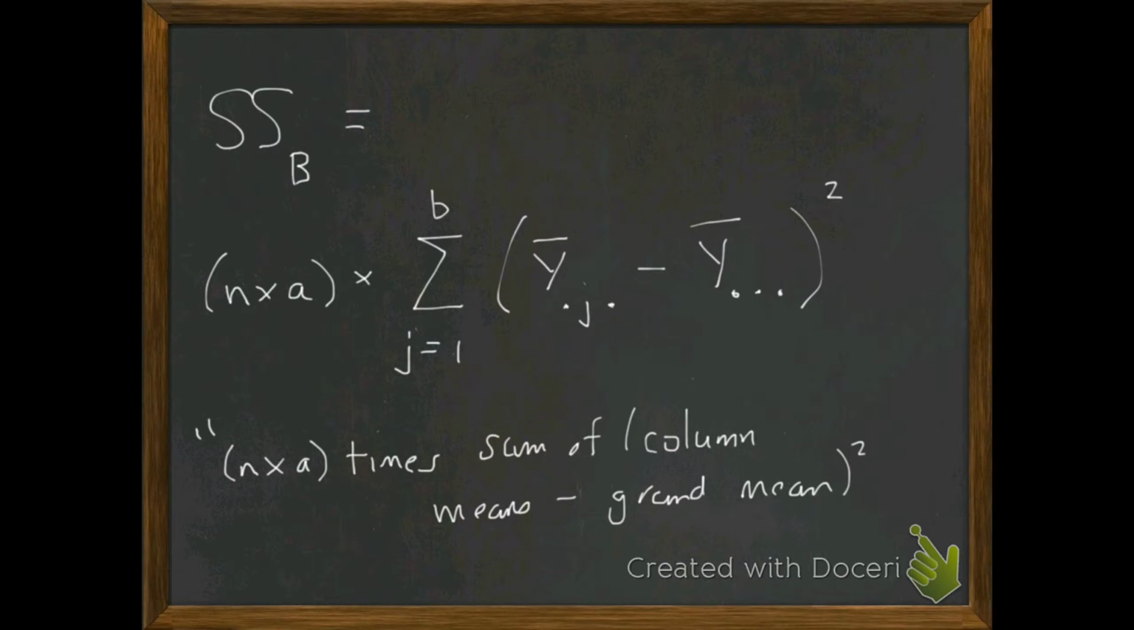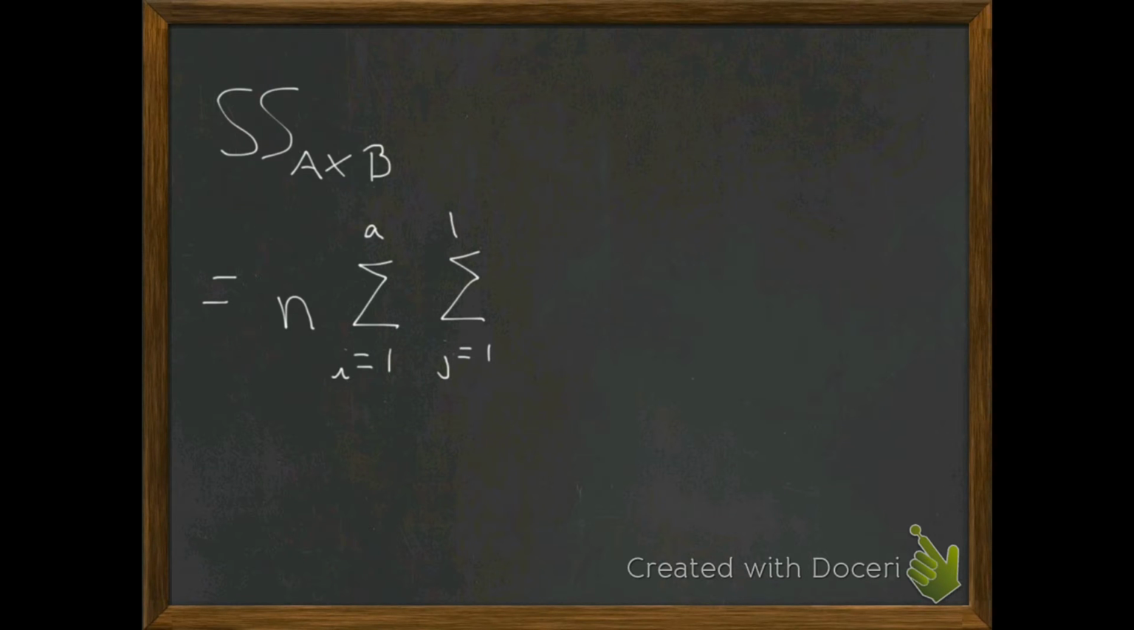Well, guys, got the interaction. And the interaction is we're going to do a multiple summation, so we're going to take N. So I equal 1 to A, J equal 1 to B.